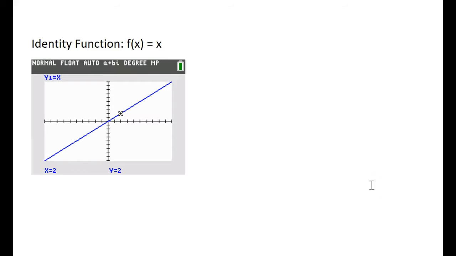The identity function is f of x equals 1x. Since there's no b, it goes through the origin, crossing the y-axis at 0. And since m is 1, it increases at a slope of 1. So this is the identity function. Every x coordinate matches every y coordinate because f of x equals x. So for example, you've got a point at 2, 2, and 3, 3, 4, 4, etc.